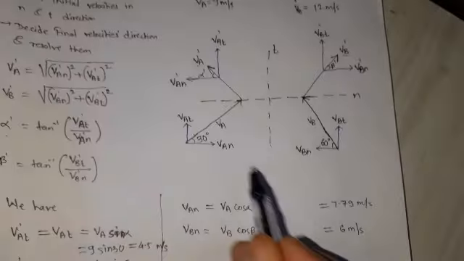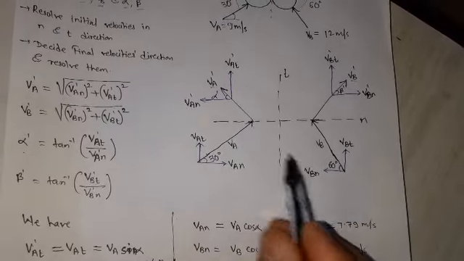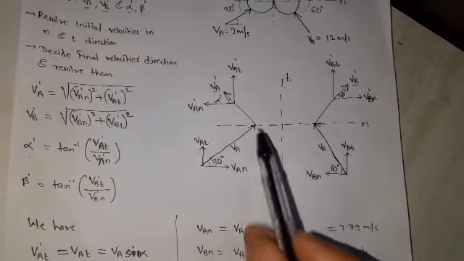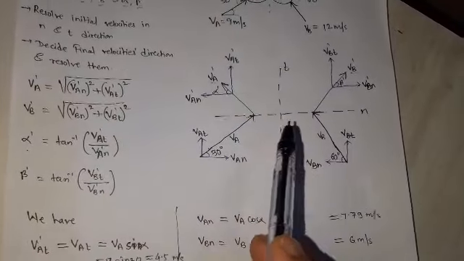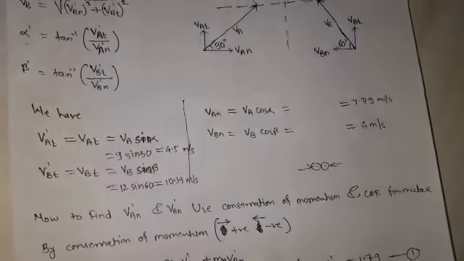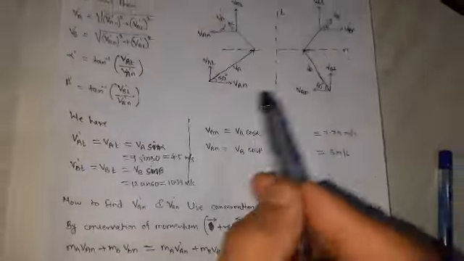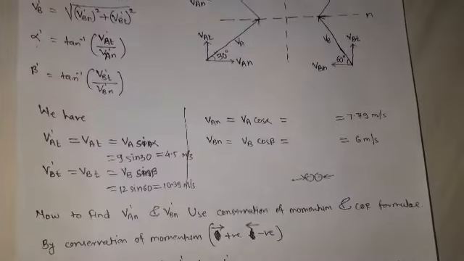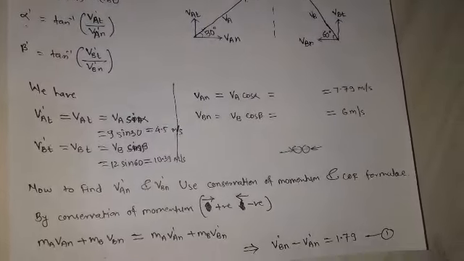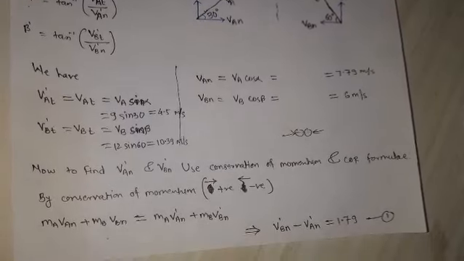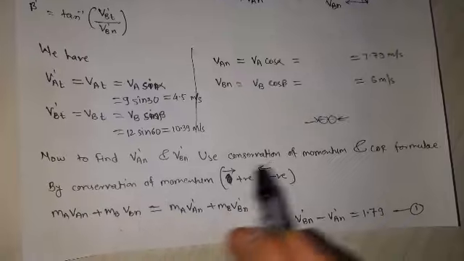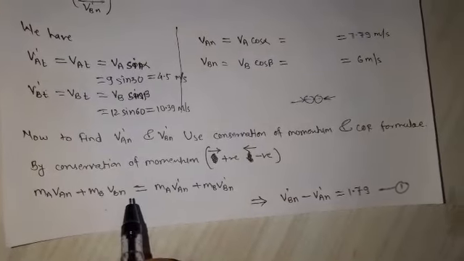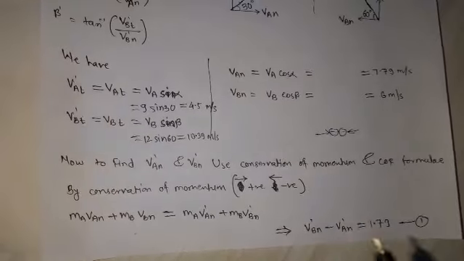So we can assume these horizontal velocities are along the line of impact, and we can treat this problem, or these horizontal velocities, like a direct central impact problem, and we will proceed with that. Now we'll use the law of conservation of momentum and the coefficient of restitution formula to find it out.